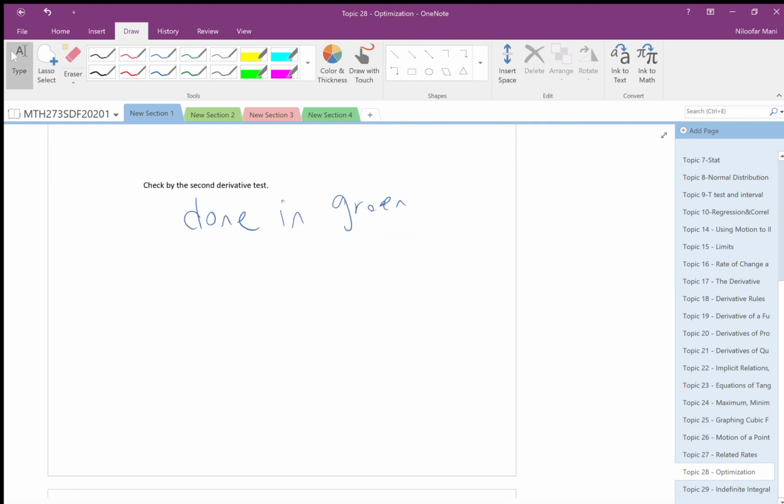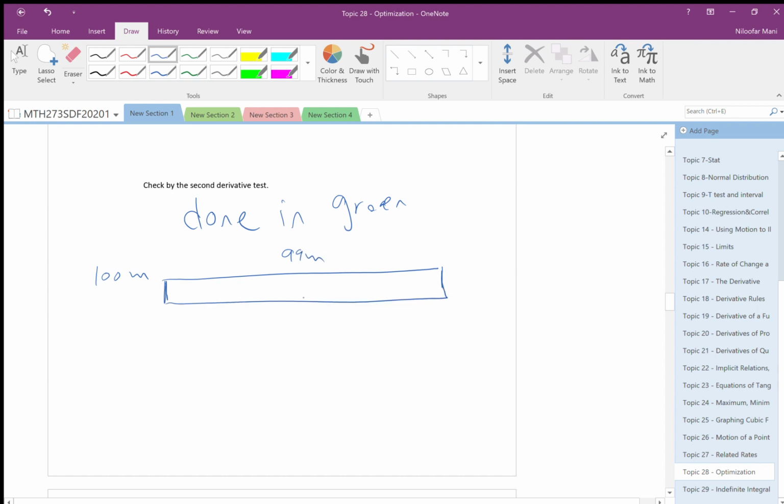If I want a 100 meter fence, you can say, okay, I make 1 meter here, I make 1 meter here, I make 99 meter here, I make 99 meter here. Of course, it doesn't make any sense, but I'm just showing you, okay? What is the area of that? So, sorry, it must be 49. So 49 meter, and that's 49 as well. So when I add them, it's 50 plus 50 is 100 meter.